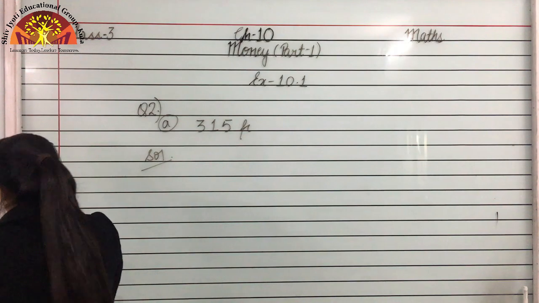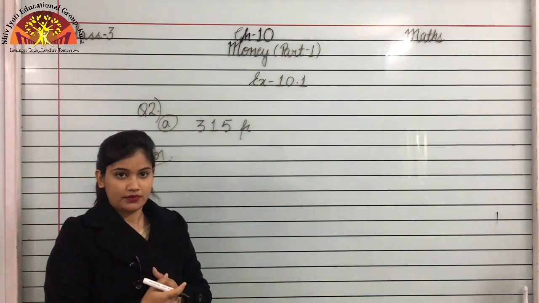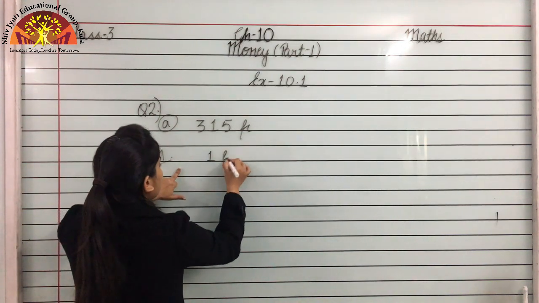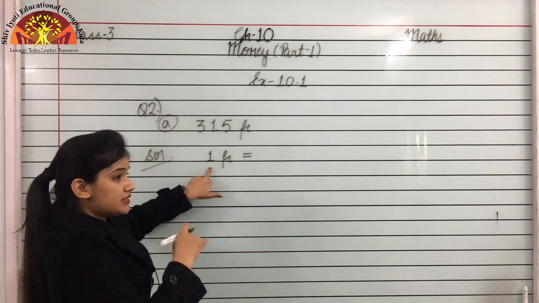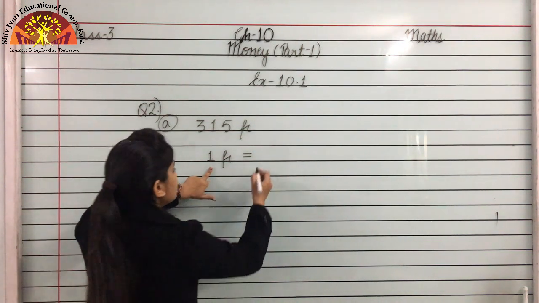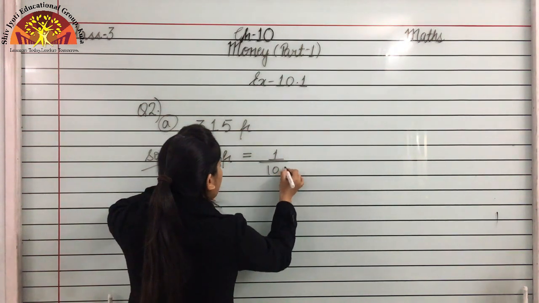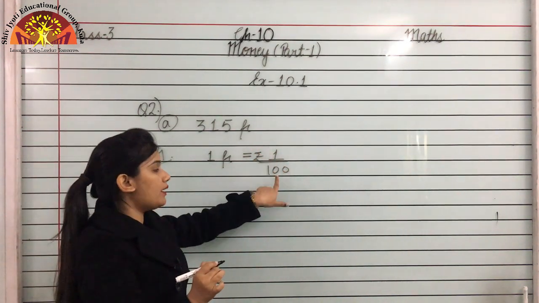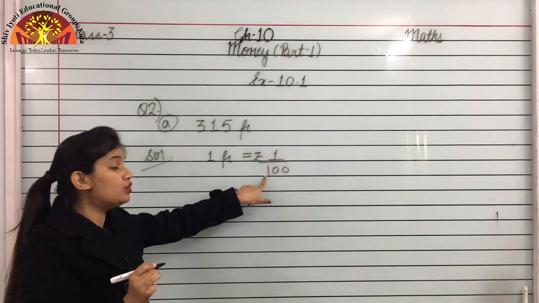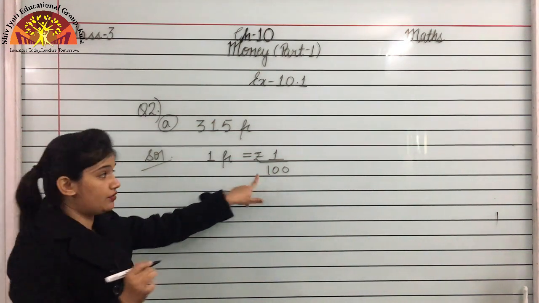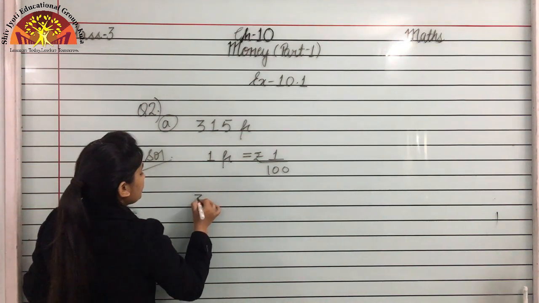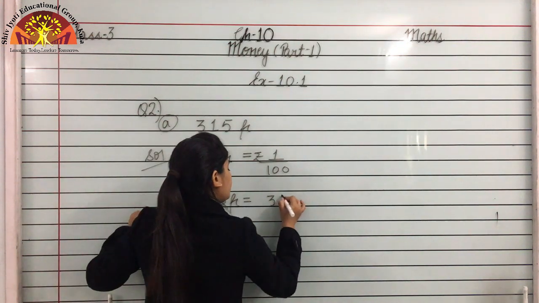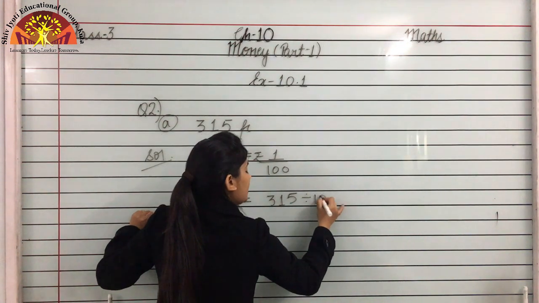So now students, in question number 1 we have done multiplication. हमने किससे multiply किया? 100 से. But here we have 1 paisa is equal to... Now we have to see how can we convert paise to rupees. So this time we have to divide by 100. Okay, 1 paisa is equal to rupees 1 upon 100. It means we have to do division. We have to divide by 100. And in this question we have 315 paise. So simply we have to divide this 315 by 100.